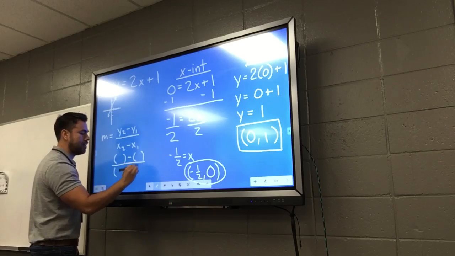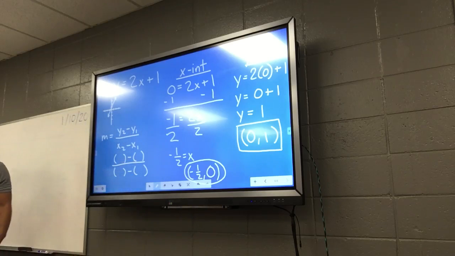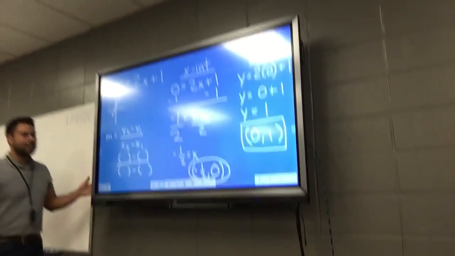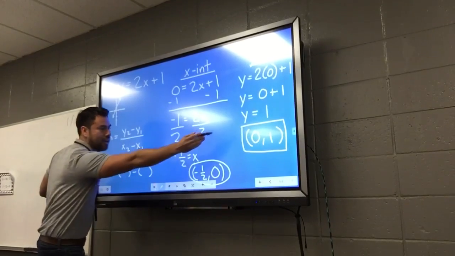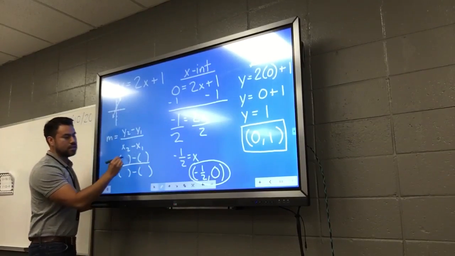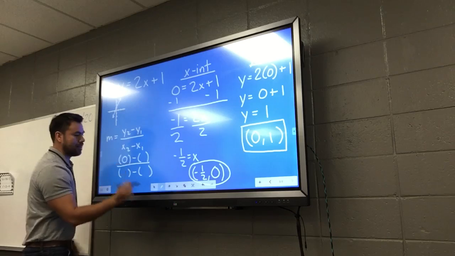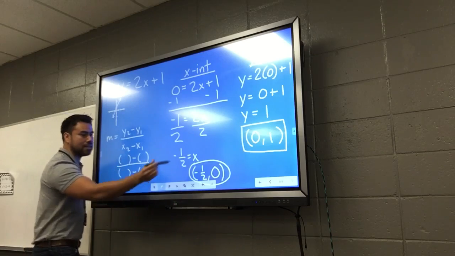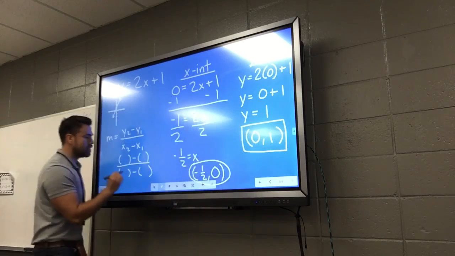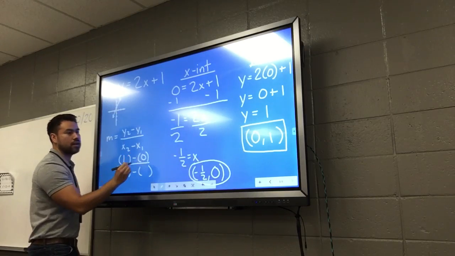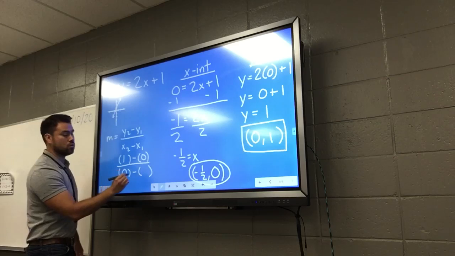But Mr. A, which point do we use first? It doesn't matter. So I'm going to go left to right. Actually, I don't want to confuse anyone. I'm going to make this the first point, that the second point. So y sub 2, y sub 1, x sub 2, x sub 1.